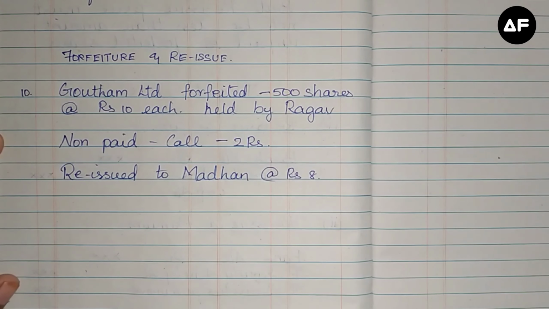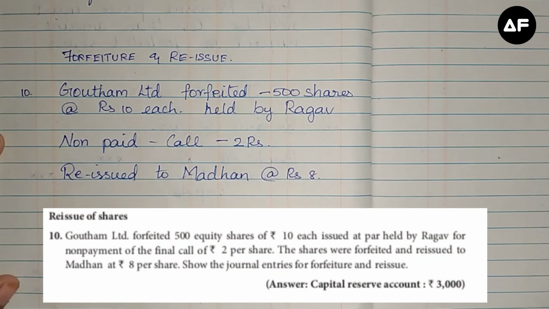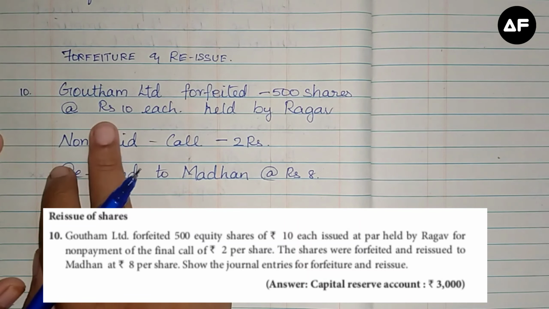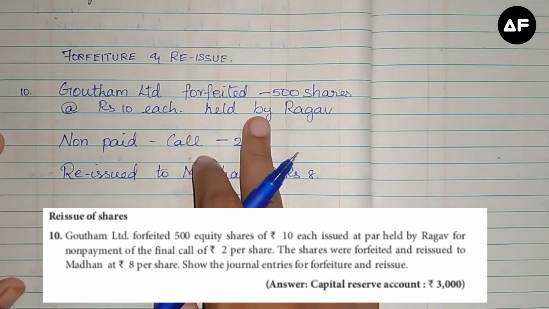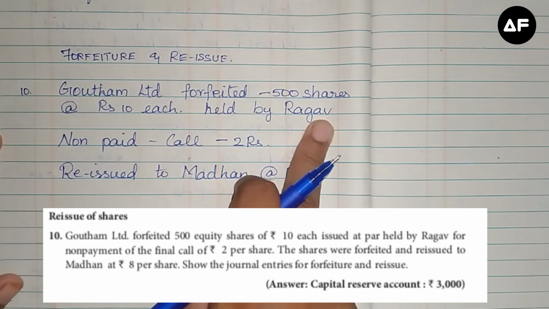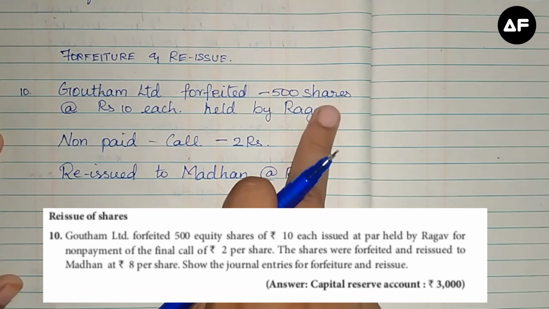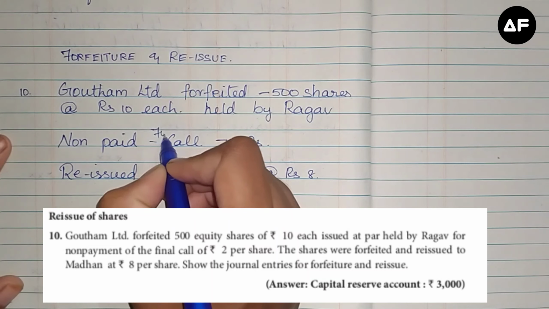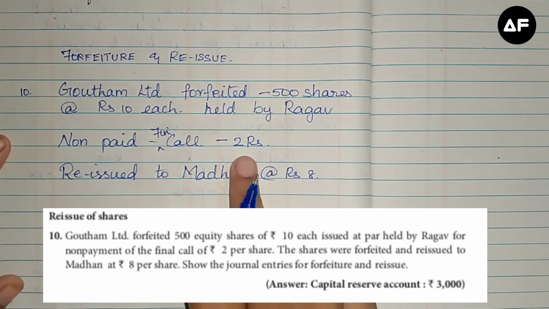Let's look into a forfeiture and reissue sum. This is Gautam Limited, the company's name. It forfeited 500 equity shares of 10 each. The number of shares forfeited was 500 and the face value was 10, held by Raghav, the shareholder whose shares were forfeited. Raghav did not pay the final call money of rupees 2, whereas it is assumed the remaining 8 rupees was paid.